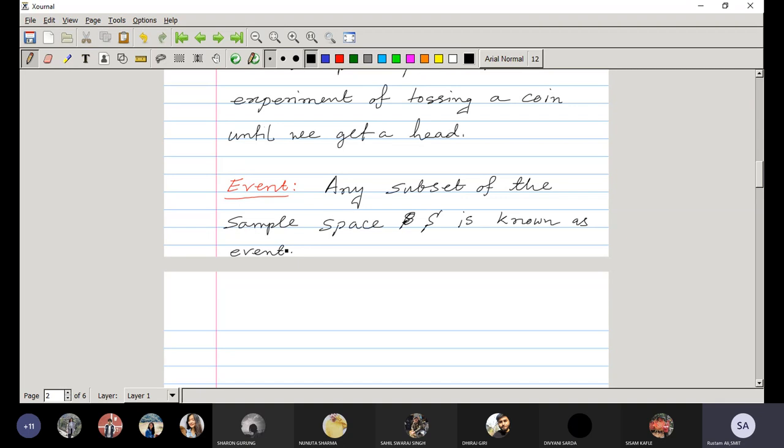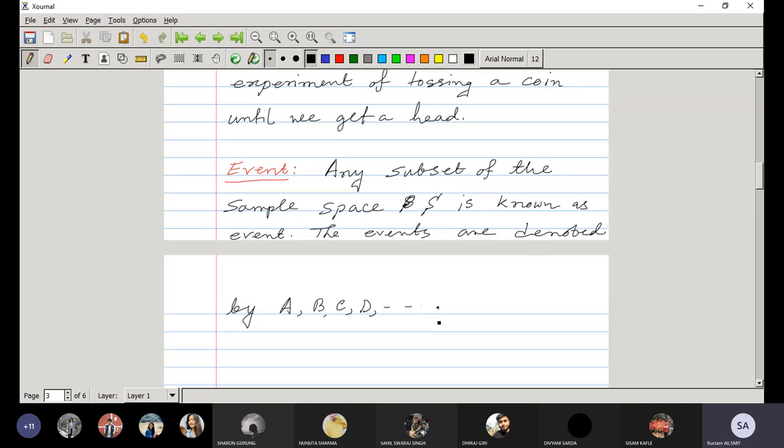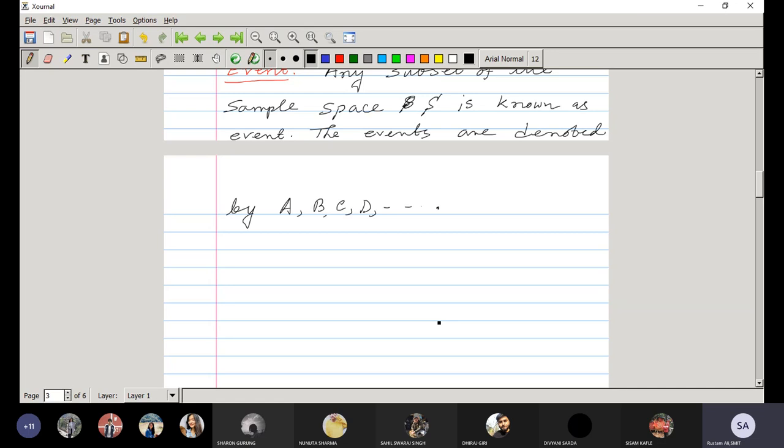Events are generally denoted by uppercase letters: capital A, capital B, capital C, capital D, and so on. So what is an event? Any subset of the sample space is an event.